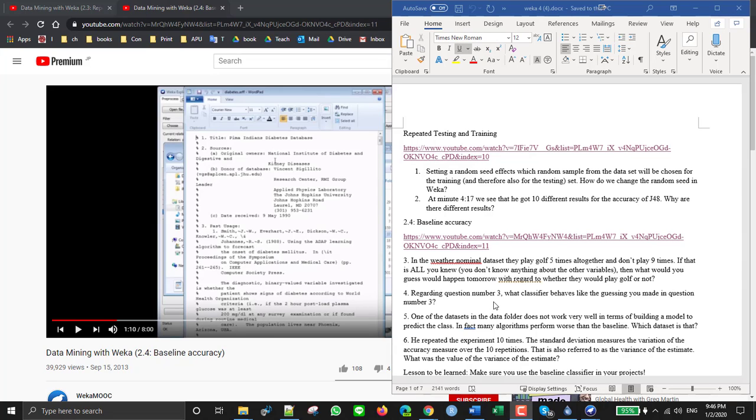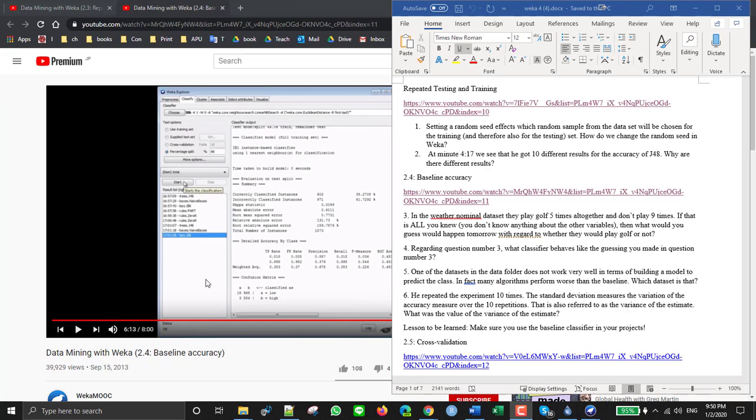And regarding question number 3, which classifier behaves like the guessing we made here? We just said that's the 0R classifier. Okay, if you look around minute 6, you find the answer to this question.